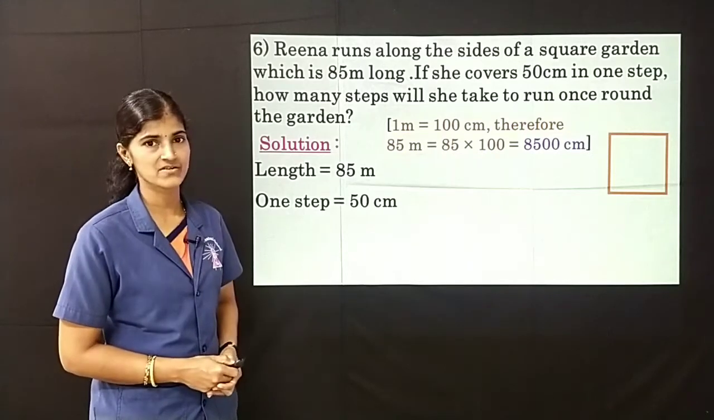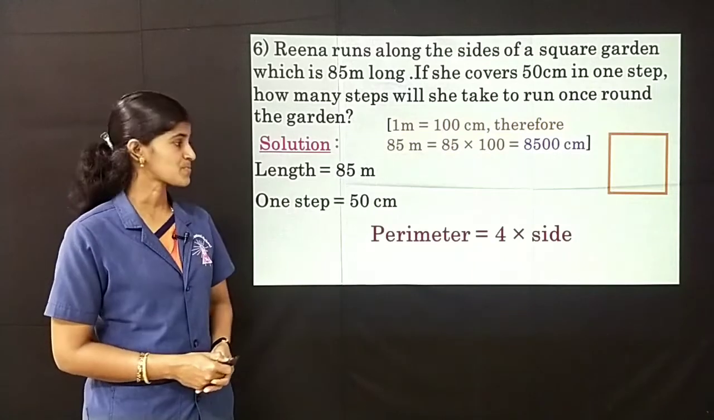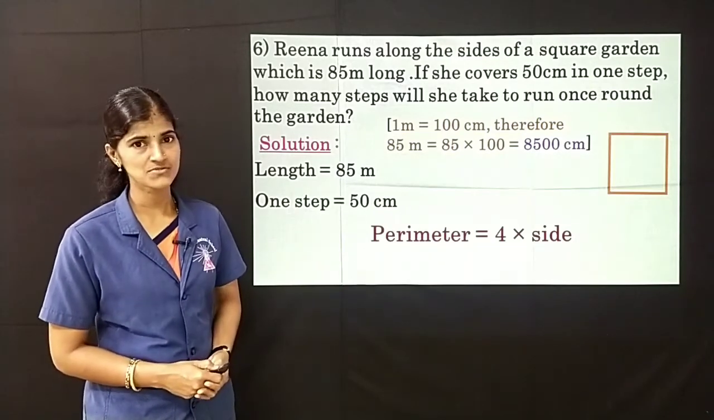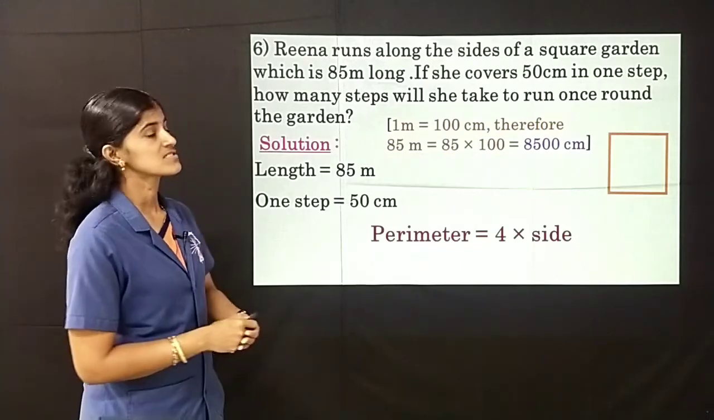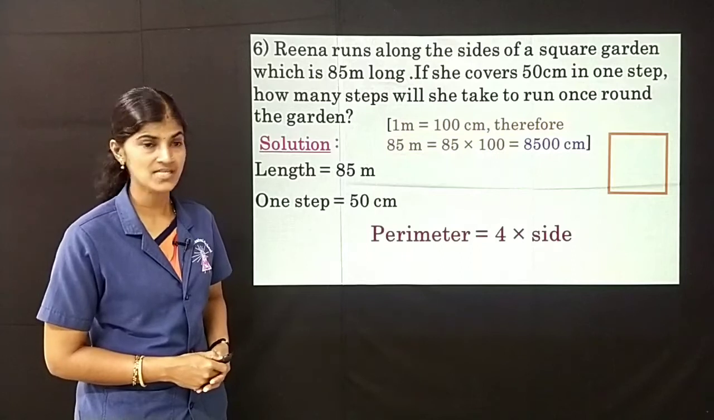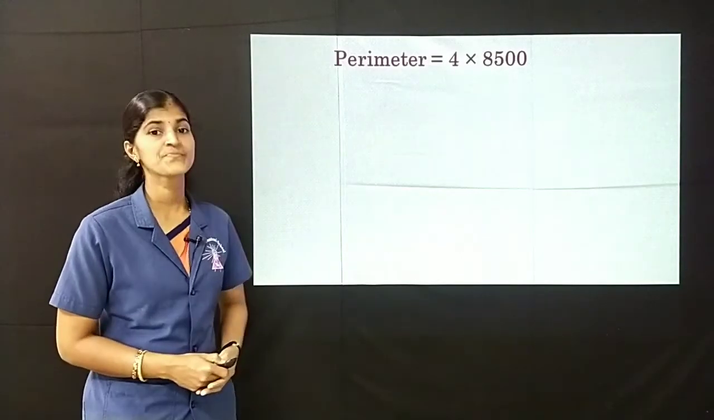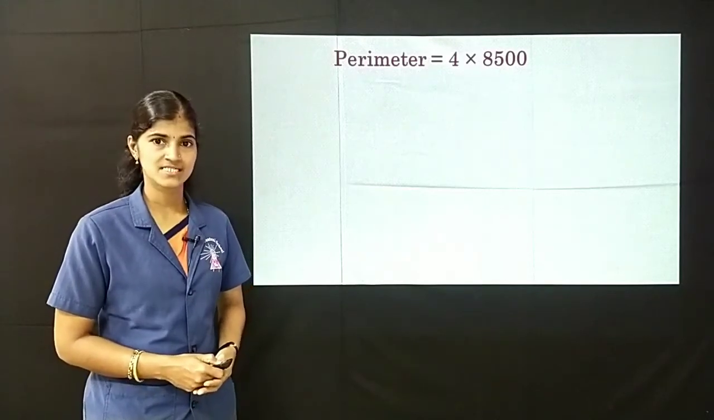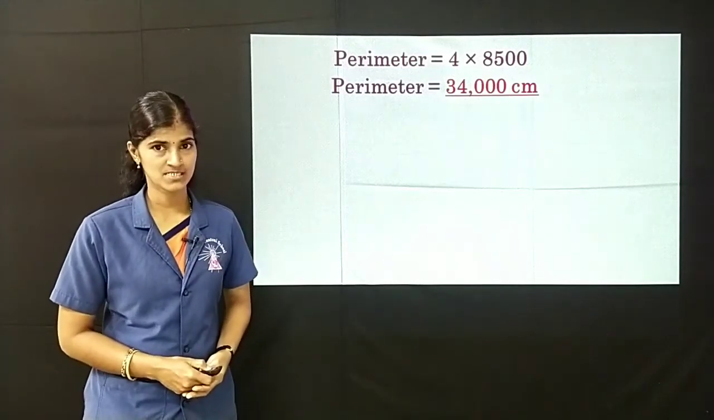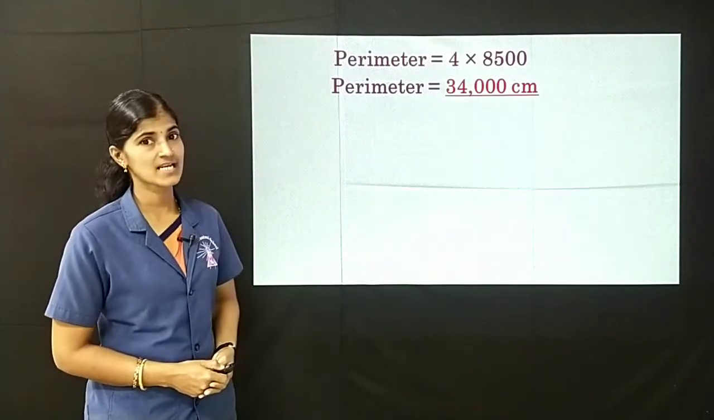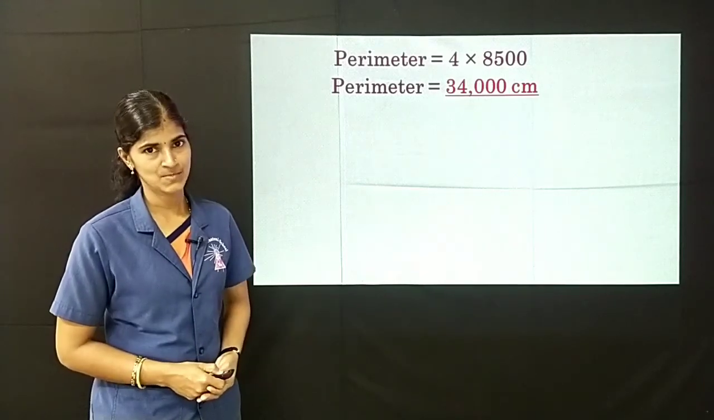Okay. 8500 centimeter. Then we know the formula of perimeter. So perimeter is equal to 4 into side. We need to find out the perimeter of the square garden first. Now let us write the perimeter, which is equal to 4 into 8500 centimeter. So perimeter will be 34,000 centimeter. Multiplication of 4 and 8500 gives us the product 34,000 centimeter.